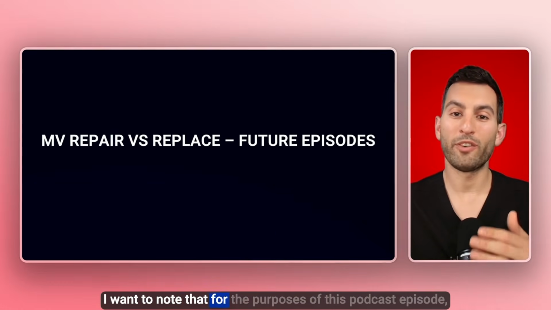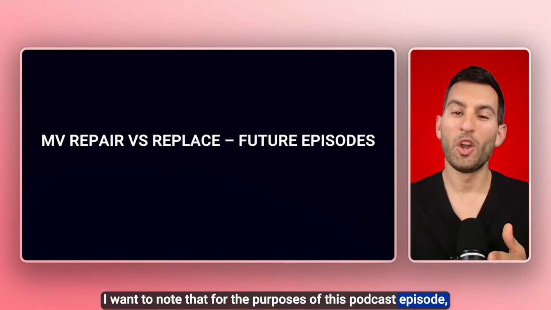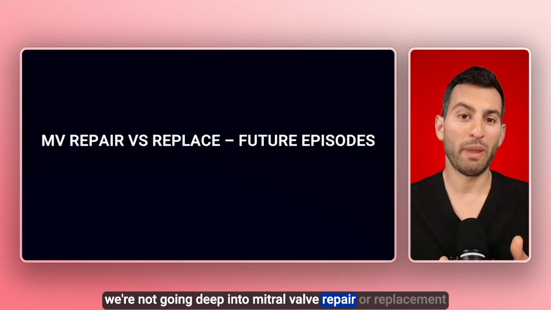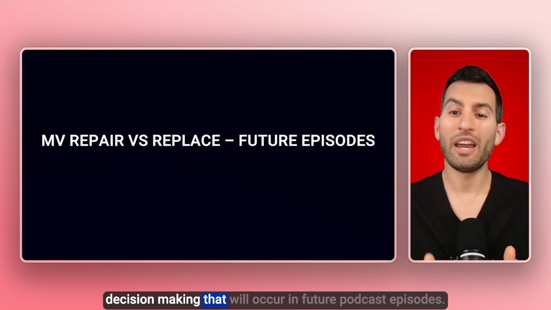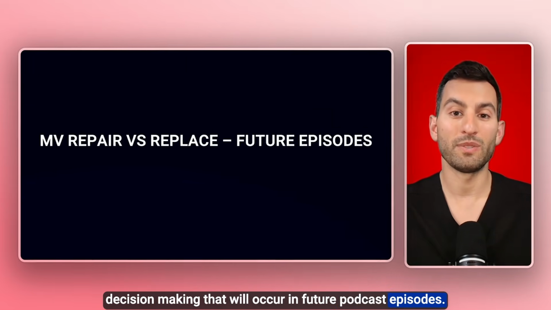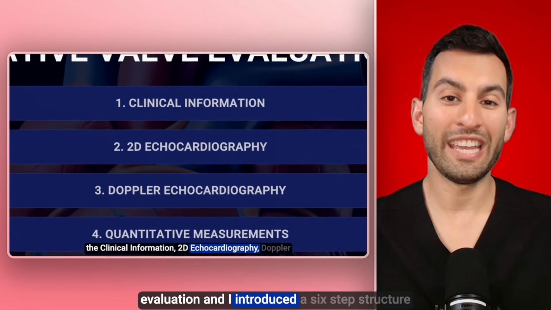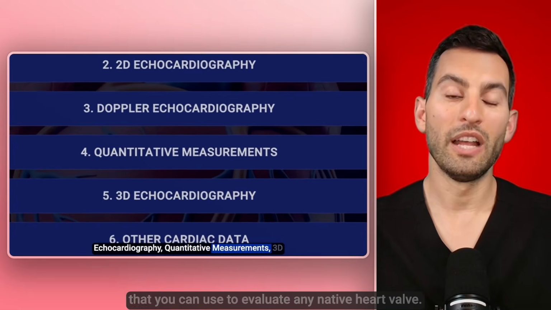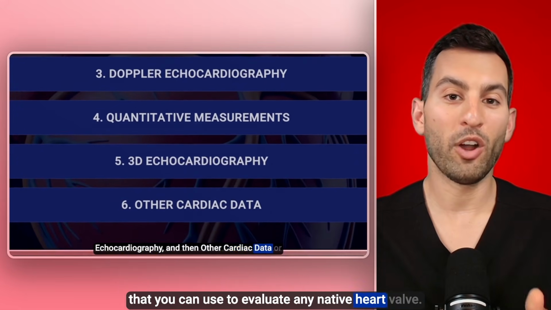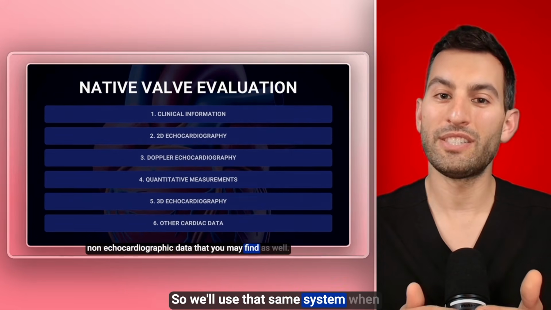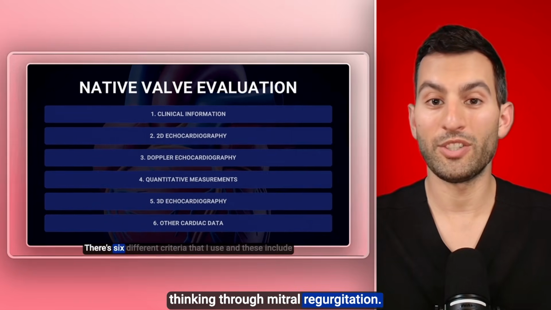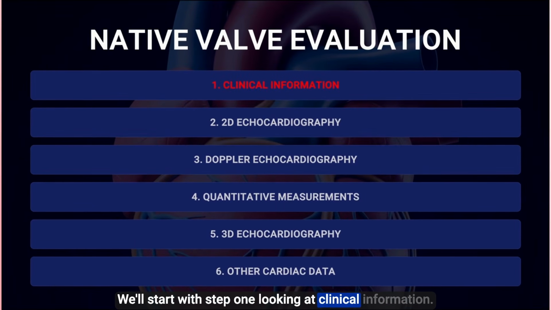I want to note that for the purposes of this podcast episode, we're not going deep into mitral valve repair or replacement decision making. That will occur in future podcast episodes. In Tea Time episode 9, we went over native valve evaluation, and I introduced a 6-step structure that you can use to evaluate any native heart valve. So we'll use that same system when thinking through mitral regurgitation. We'll start with step 1, looking at clinical information.